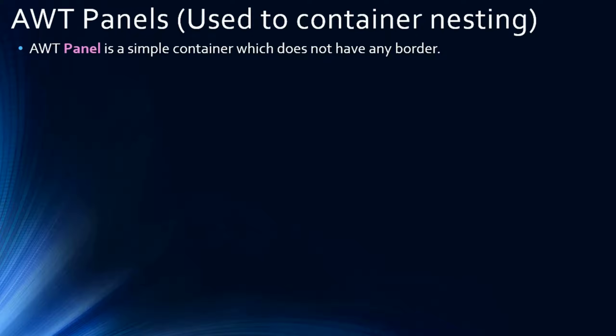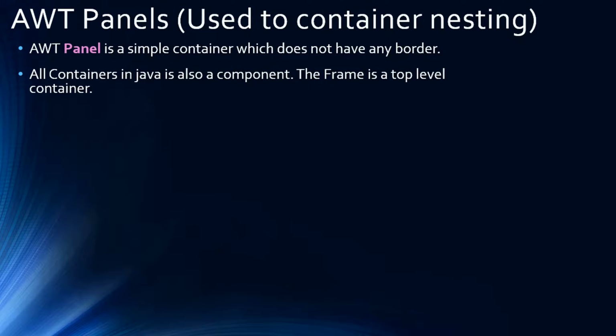AWT panel is a simple container which does not have any border. Frame is also a container, but it has a border. Also, frame is a top level container. All containers in Java are also components. We used frame for quite a long time, and that frame is a top level container.